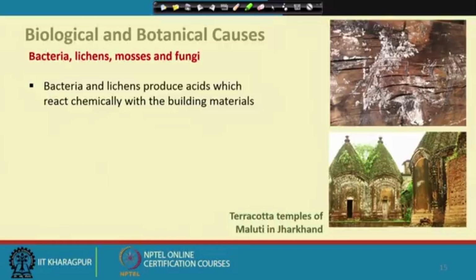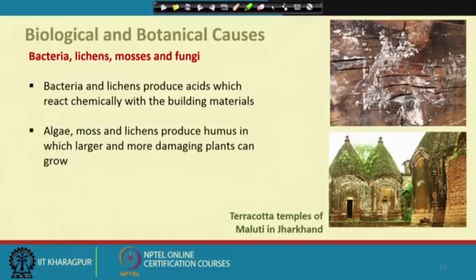The bacterial lichens produce acid, and this is quite dangerous, as it reacts chemically with the building materials. It is not only that it looks bad, or that it just needs cleaning, but it actually reacts chemically with the material component and the fabric, which is quite alarming. So, algae, moss and lichen produce the humus in which larger and more damaging plants can grow. As I say, they are all interrelated.